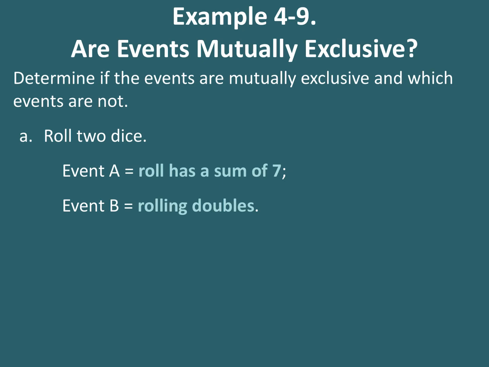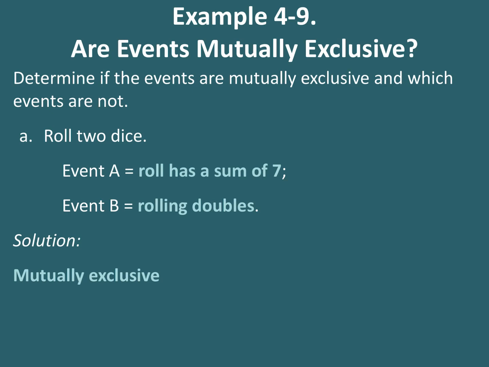Example: are the events mutually exclusive? Determine if the events are mutually exclusive and which events are not. Rolling 2 dice. If we let event A be a roll that has a sum of 7 and event B being rolling doubles, well then these are going to be mutually exclusive events.